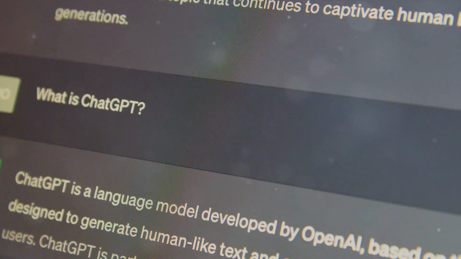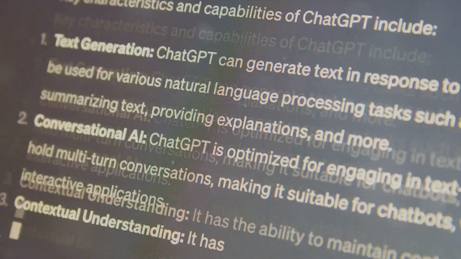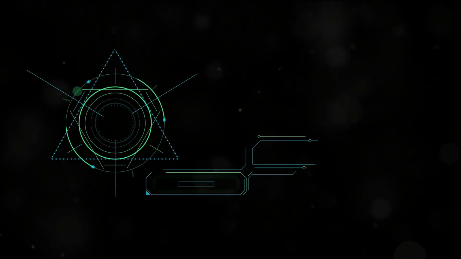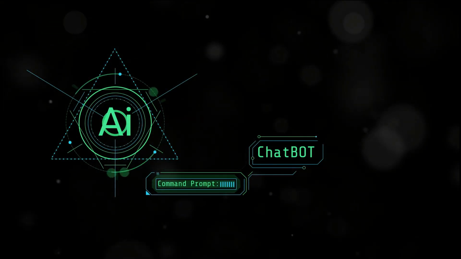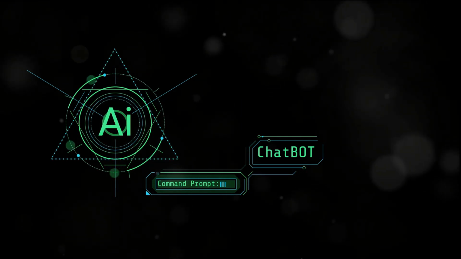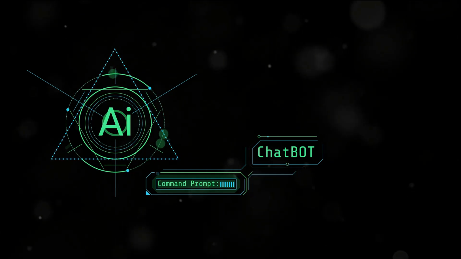But remember, the effectiveness of character emulation prompts heavily relies on the quality of the prompt itself. The more detailed and specific your prompt, the better ChatGPT can emulate the character. It's like providing a script to an actor. The more context they have, the better they'll perform.